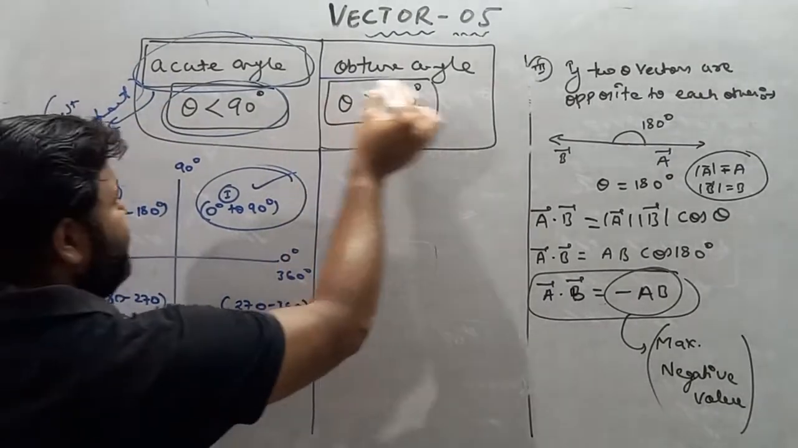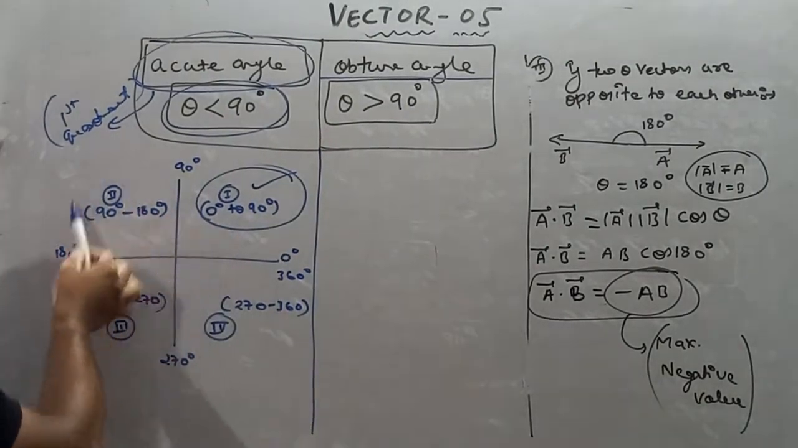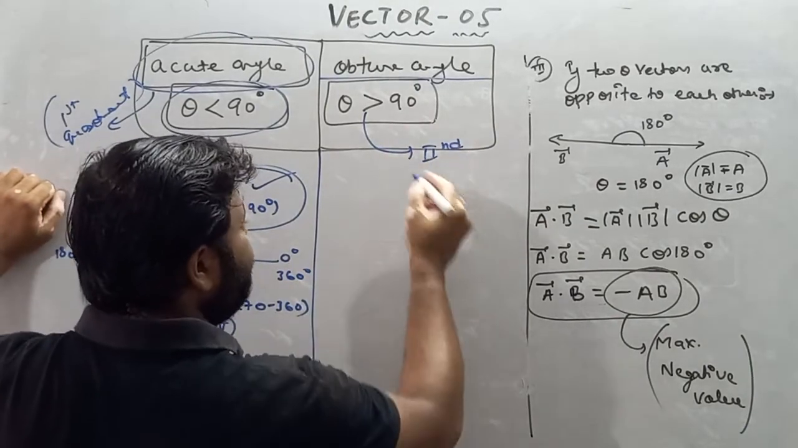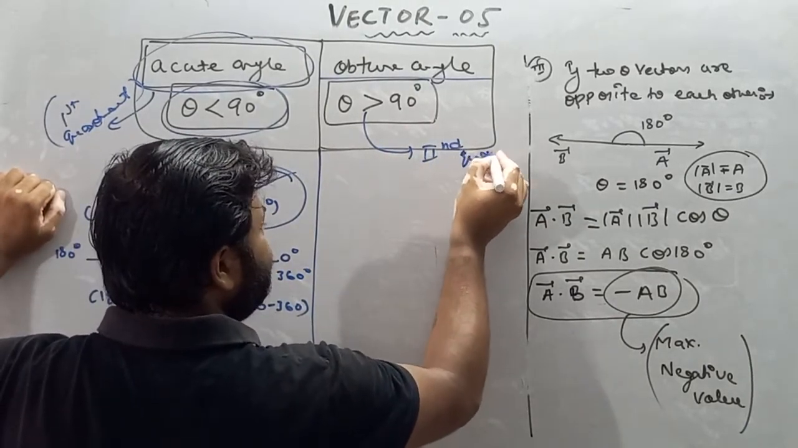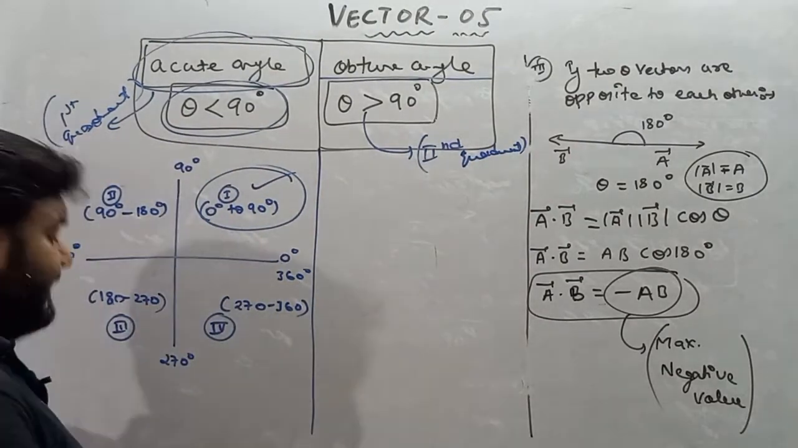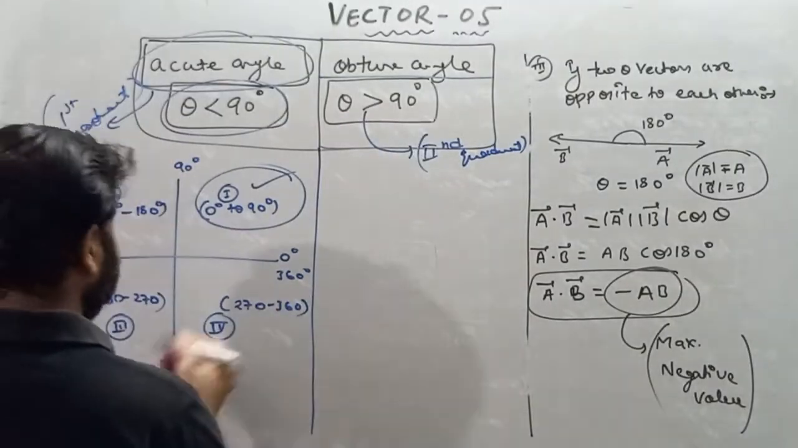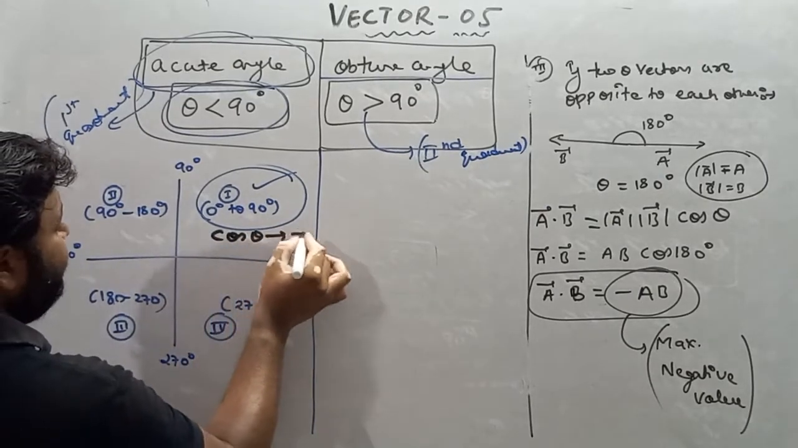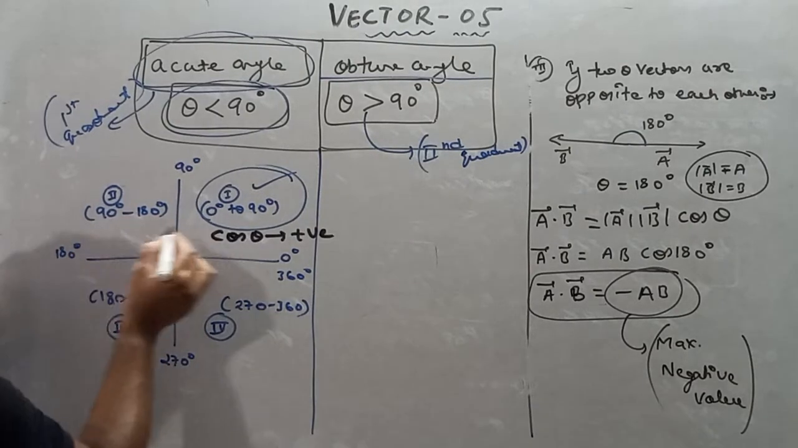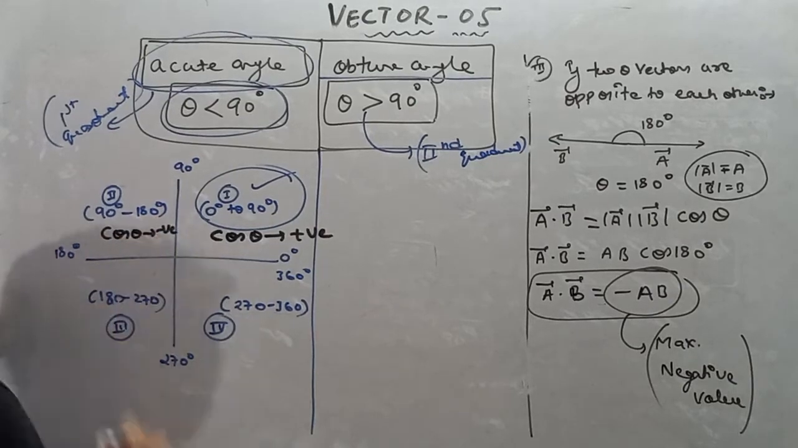Similarly, when we are talking about obtuse angle means greater than 90, so greater than 90 means second quadrant. I'll write here, for obtuse angle we are considering second quadrant. Now my dear student, I hope you all know that in first quadrant all the trigonometry ratios are positive. So in first quadrant all are positive, so cos theta is also positive, and in second quadrant only sin theta is positive, so cos theta in second quadrant is negative.